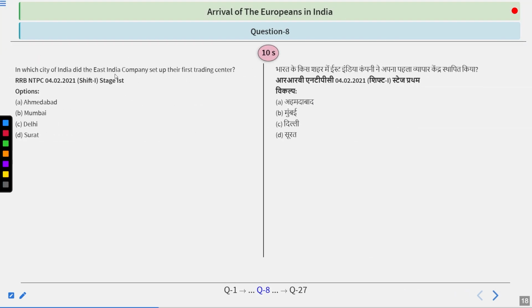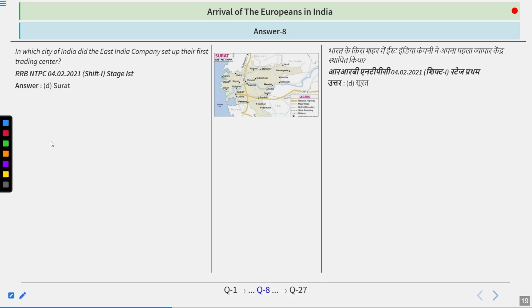In which city of India did the East India Company set up their first trading center? Ahmedabad, Mumbai, Delhi, or Surat? This is a simple question. And the answer to this question is Surat.